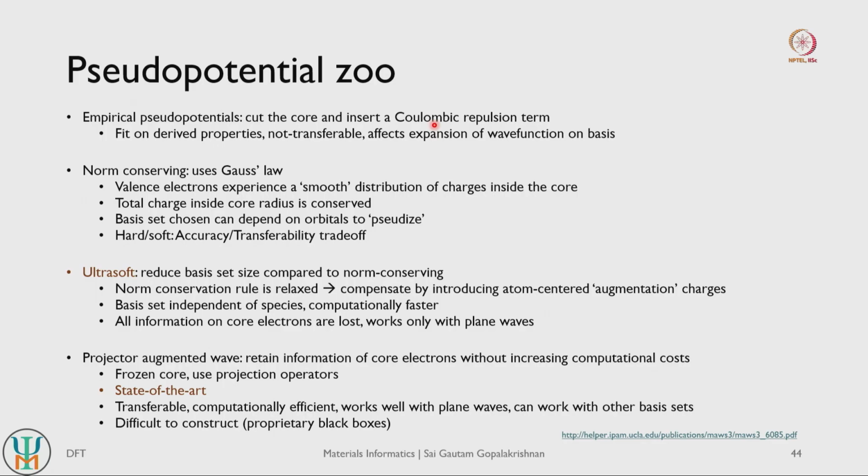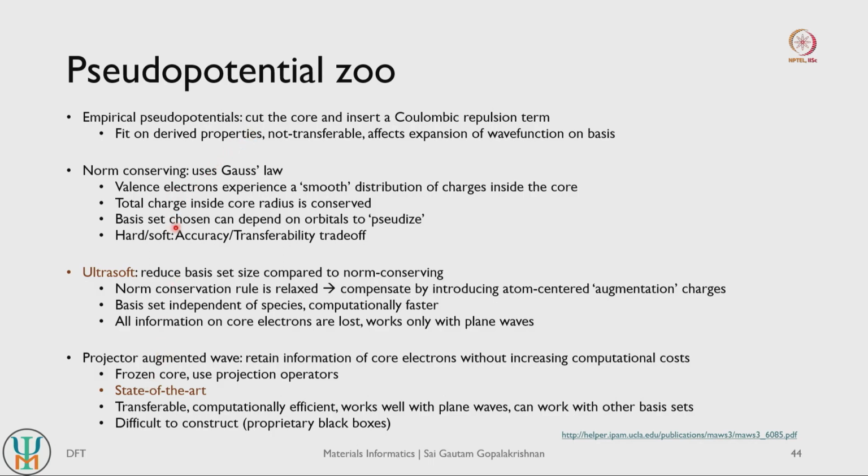So these are empirical in nature, and the way the effective Coulombic terms interact with the valence electrons are usually fit on some kind of derived properties, and these empirical pseudo potentials in the modern era are no longer used because they are not very transferable. They also affect what kind of expansions you can get from your wave function. So they really are dependent on the basis set. So empirical pseudo potentials were used way back in the past, but in the modern era they are not used.